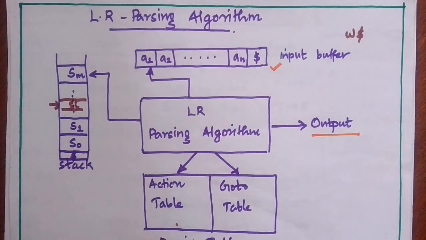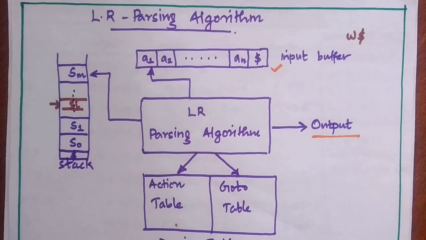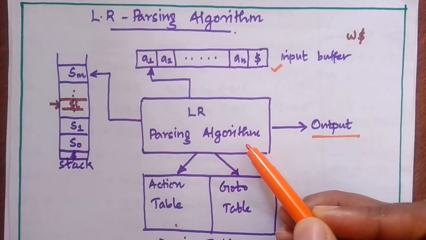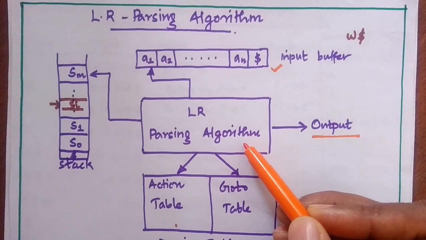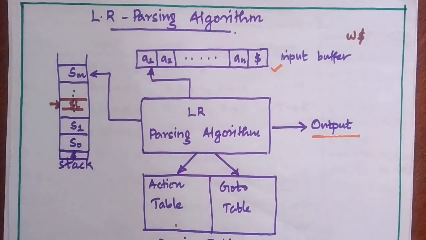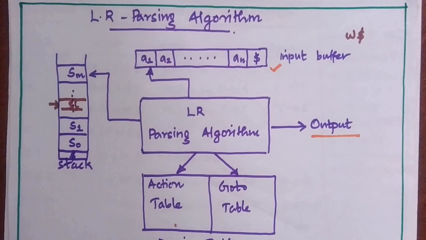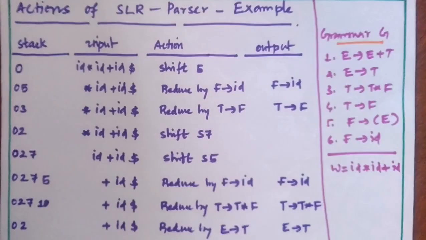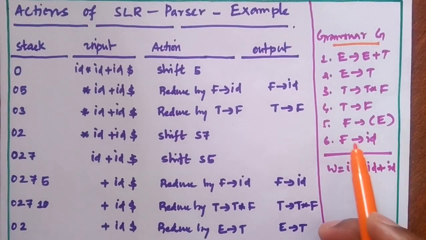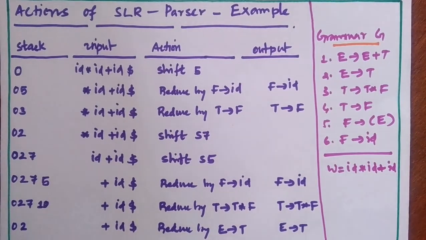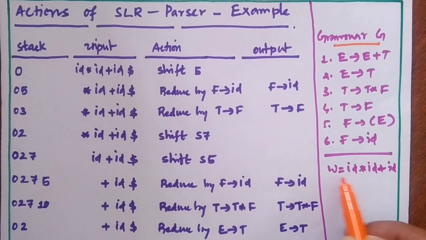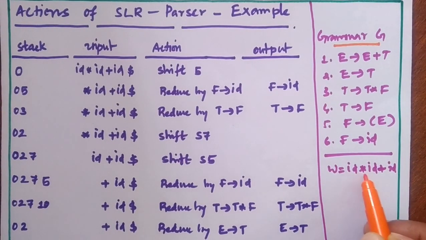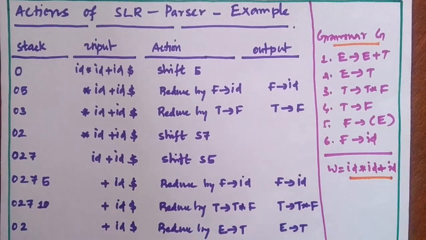The only difference between different LR parsers is the action table and goto table; they are different, but the parsing action of the LR parser is the same for all categories. So today we will see how the parsing action is performed on a given input. Our grammar is ready, the parsing table is ready, the parsing algorithm is available, the stack and input buffer are set. Our input is the string id star id plus id.